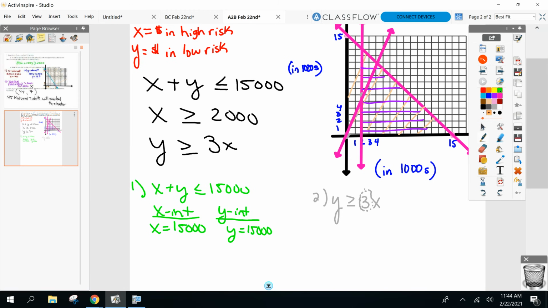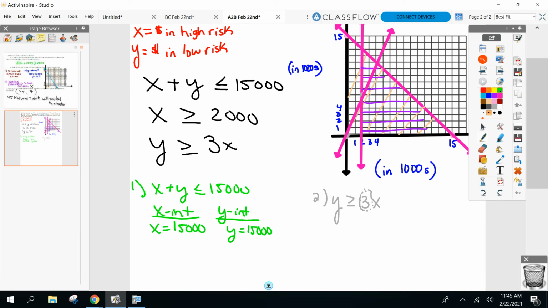Uh-oh. I'm going to have a problem when we shade. My good old 0, 0 is not going to work. Why not? Because you're in zero. Yeah, my line goes through it, so I can't use 0, 0. Does everyone see that? This is okay. It's rare, but it's happening. I can't use 0, 0 as a test point to shade because the line goes through.